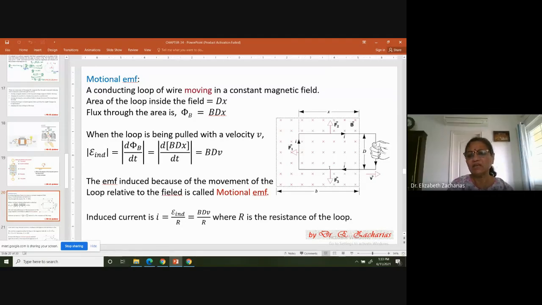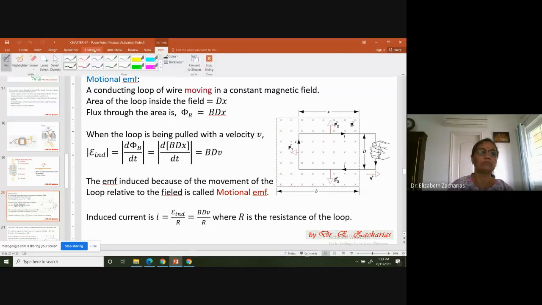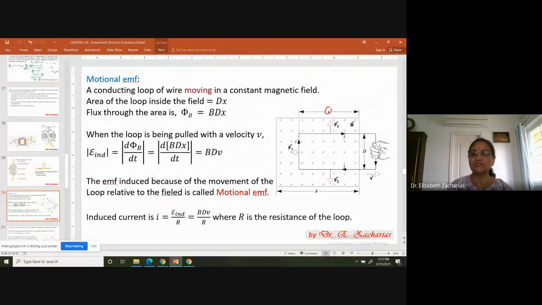You can see here one rectangular loop. A length x of the loop is in the magnetic field, and the rest of it is outside the magnetic field. Let d be this dimension. D is the width of this rectangular loop. There is no source of EMF, no current. Now a person from outside is trying to pull this loop out.